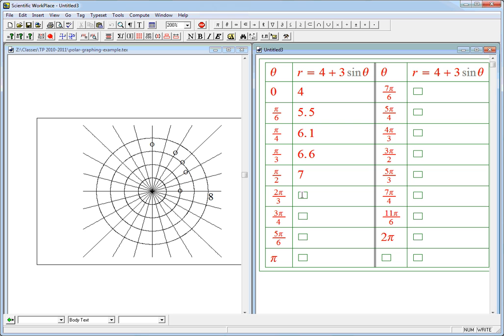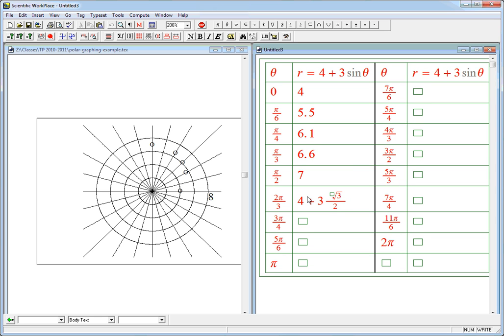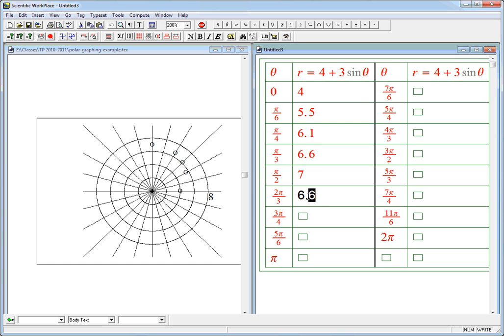Sine of 2 pi over 3, that's the same as sine of pi over 3. So we're going to get 4 plus 3 root 3 over 2. Well, that's the same number as we got for pi over 3. There's a symmetry here. It's going to be exactly that 6.6 number. Oops, just kidding. There we go.